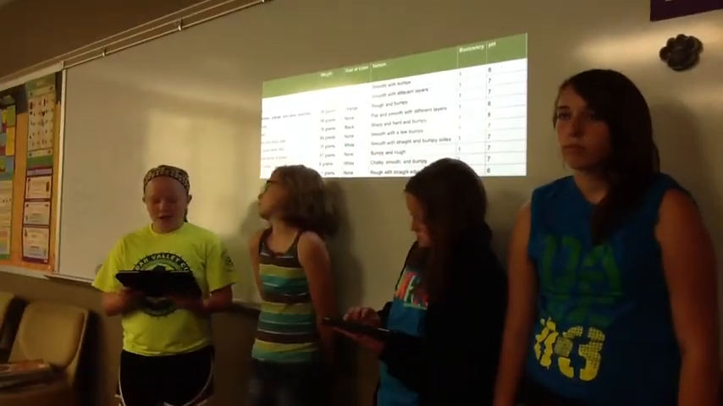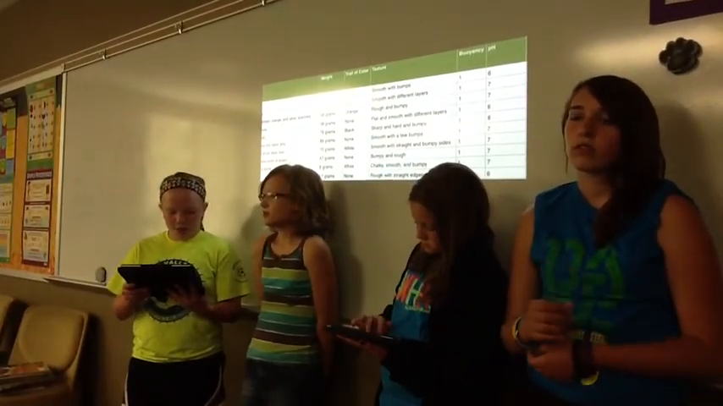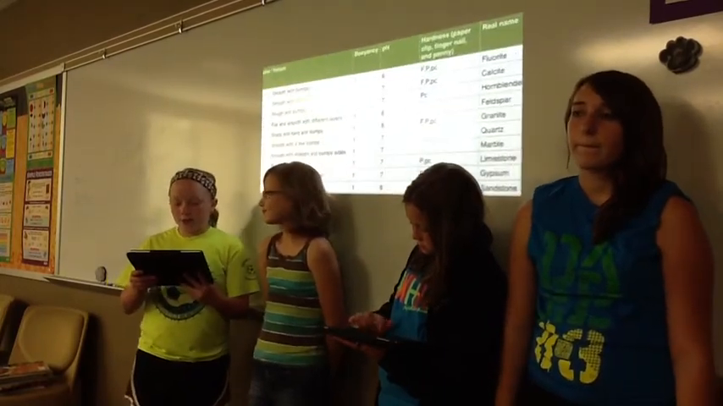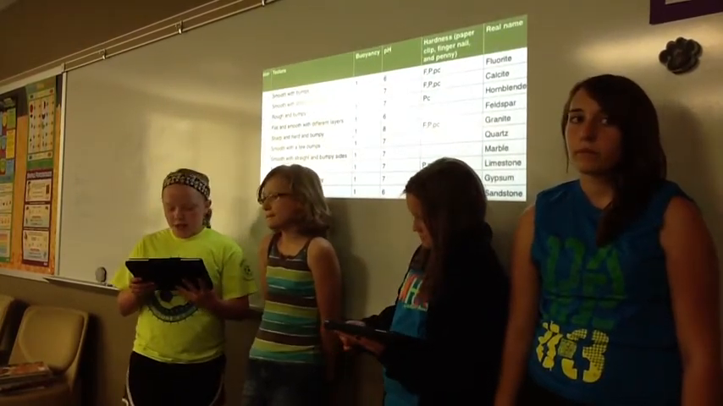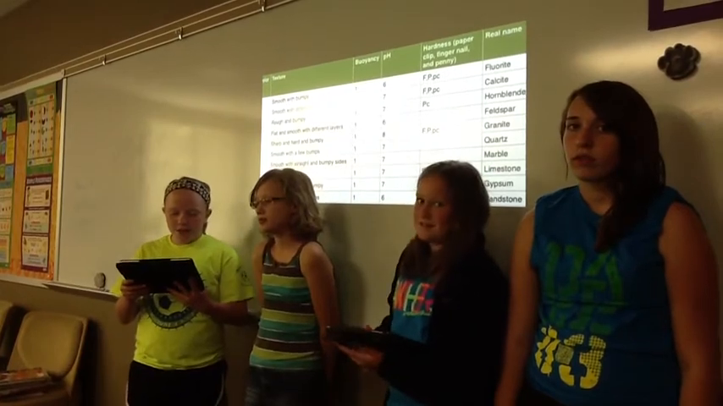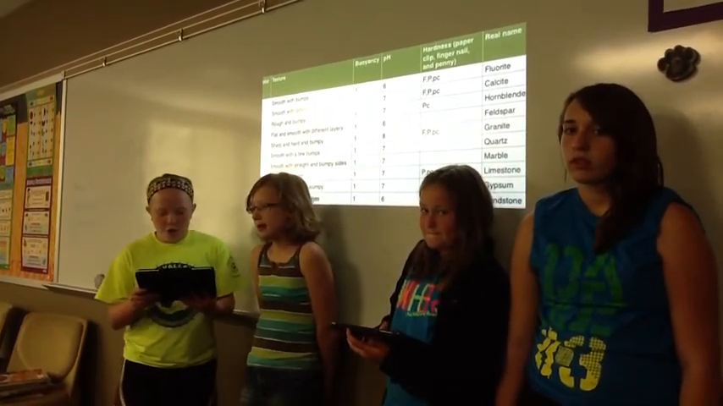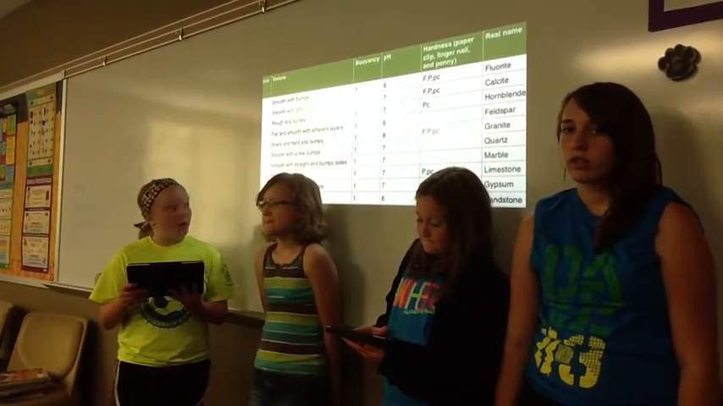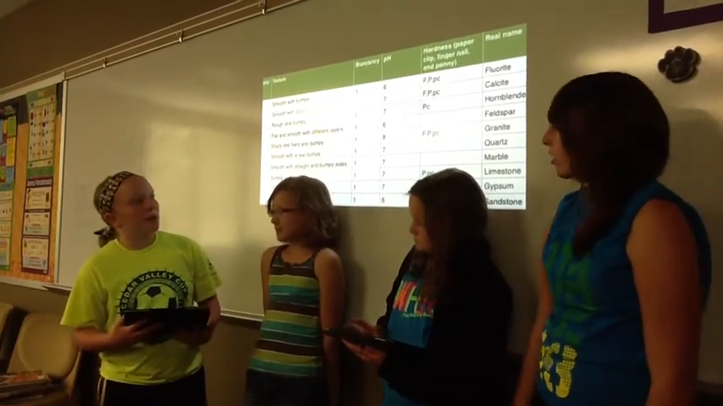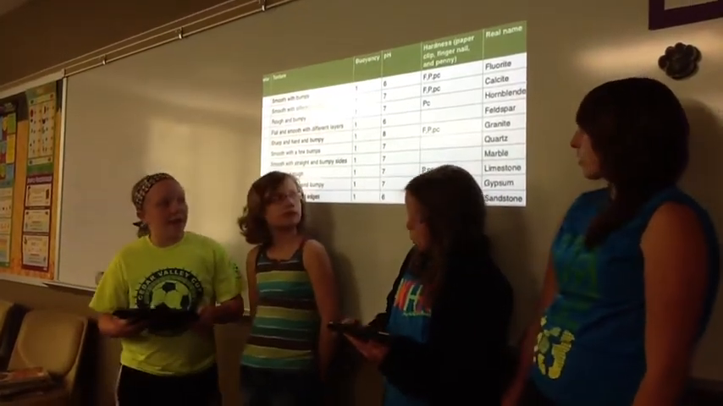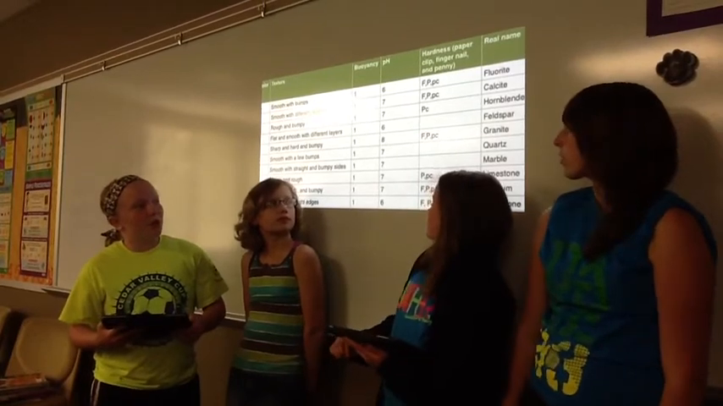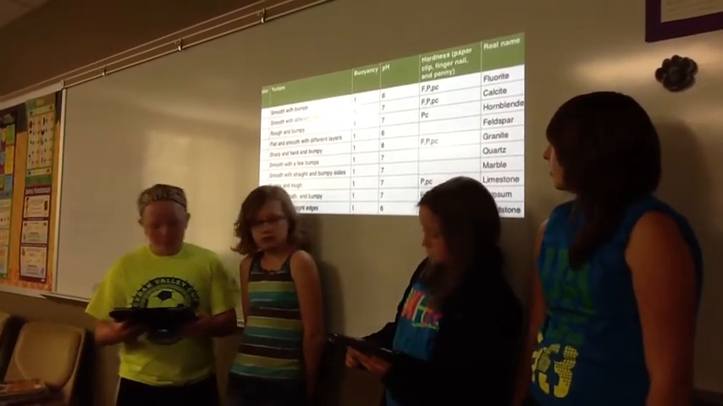We tested the hardness with our fingernail, penny, and paper clip. We scraped each substance with these 3 things. If some of the substance came off on the fingernail, penny, or paper clip, we wrote it down. The ones that were not scratchable by any of these were feldspar, quartz, and marble.